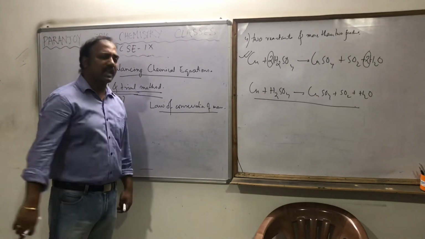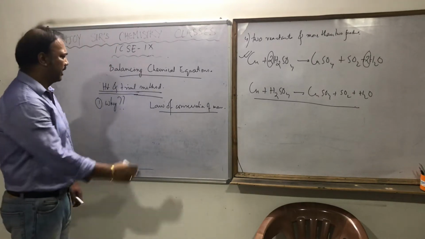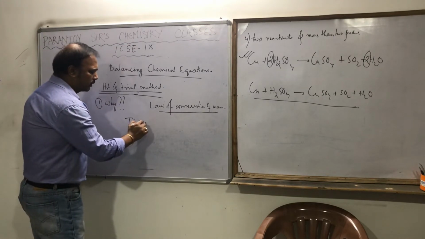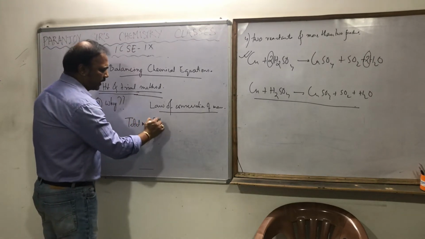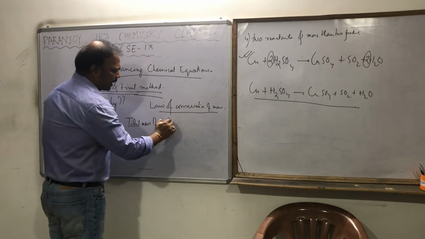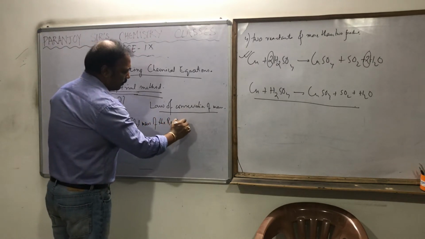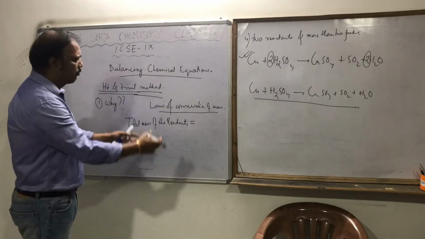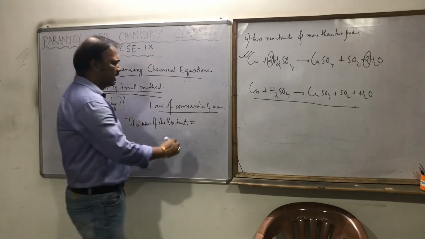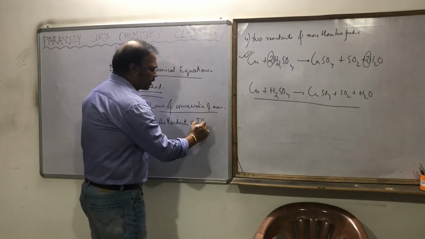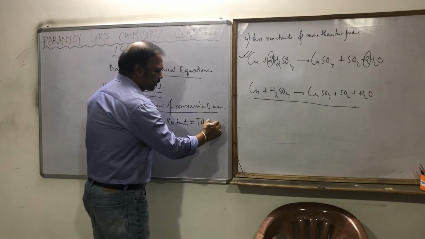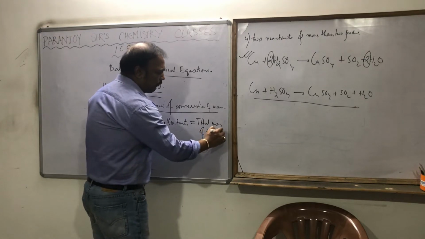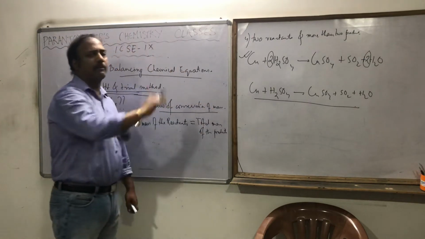How do we apply that? We should apply it in this way: the total mass of the reactants must be equal to the total mass of the products, because reactants are changed into products. Whatever mass of the reactants was there, that will be the total mass of the products. Okay. To follow this, we have to do the balancing.